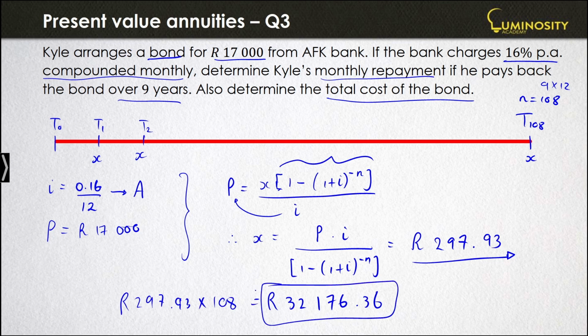Not really 17,000, that's what he paid for the bond, or that's what he paid by getting the money for the bond, whatever he's used that money for, right? But effectively what he's paying back the bank is nearly double the amount.